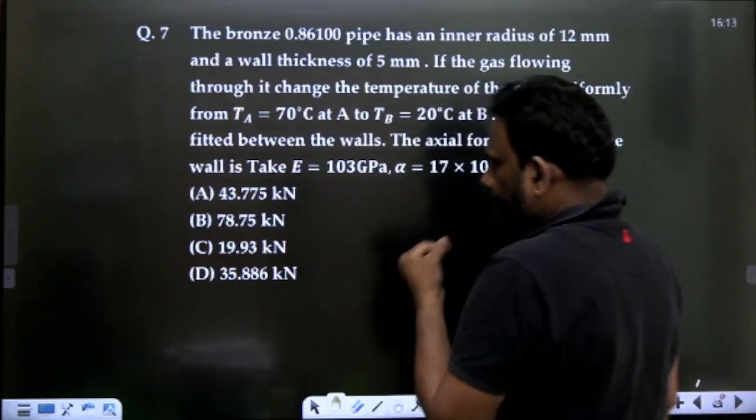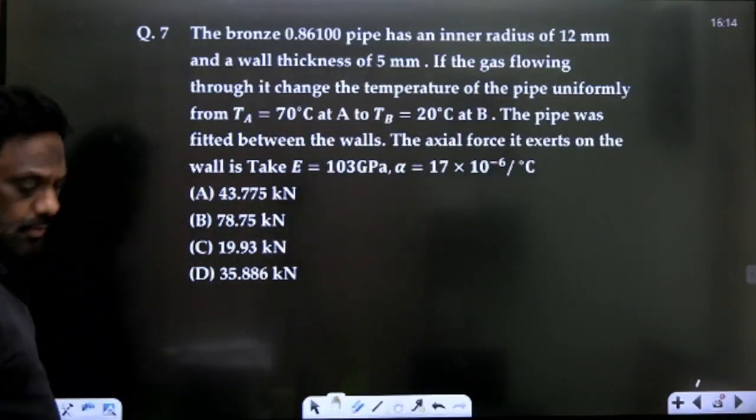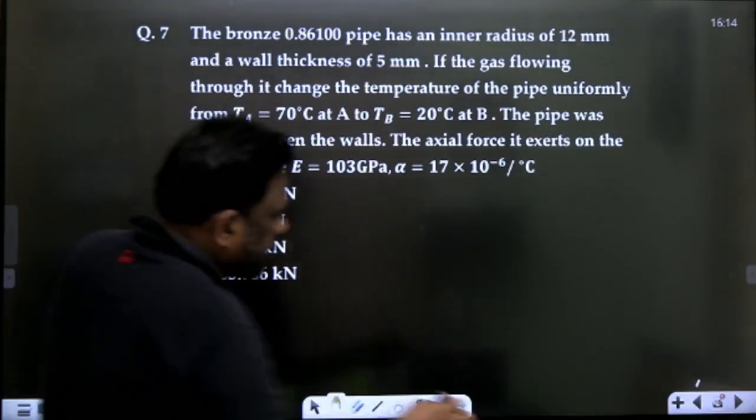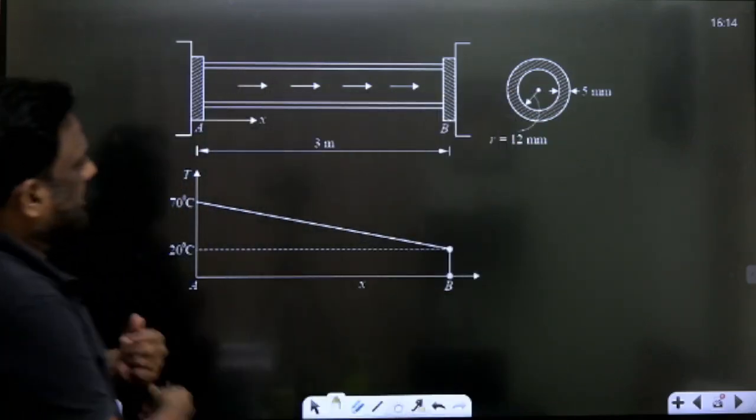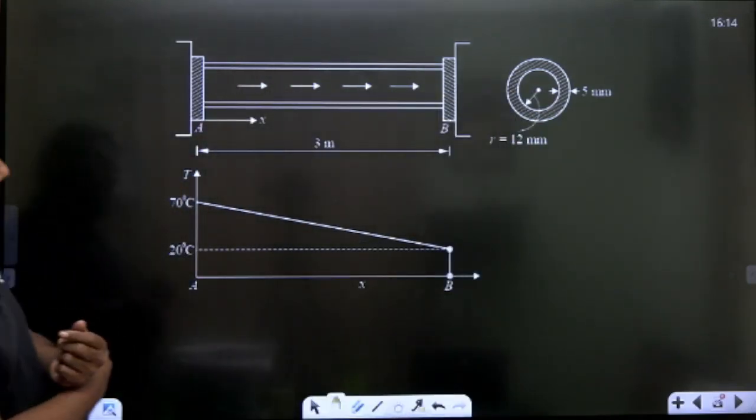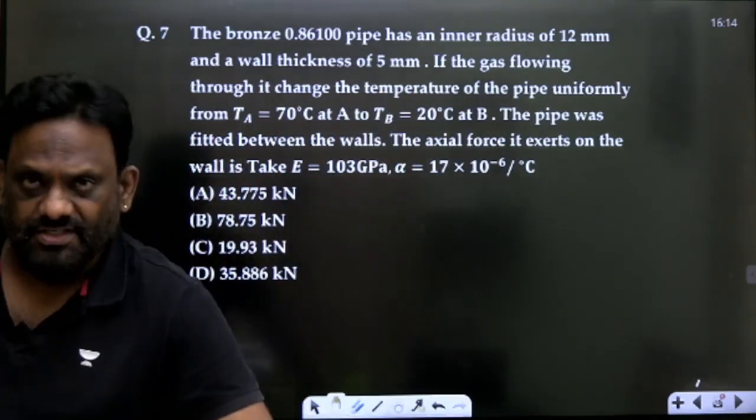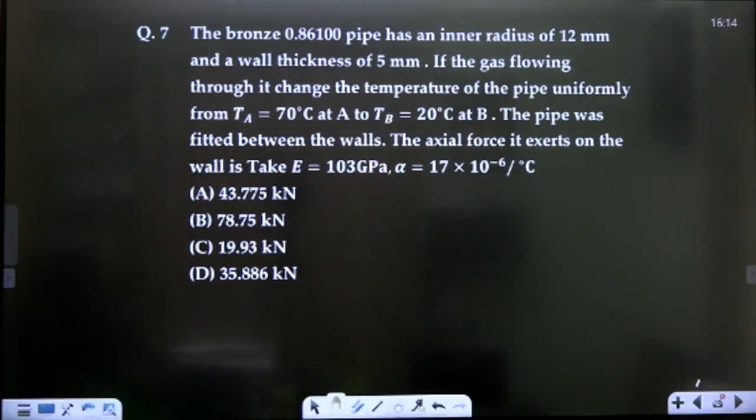Do this one. Is there a figure for it? Let me check. Yes, the figure is given, don't worry. It is a good question. Come on, read the question. Just read the question. I am not wasting your time.